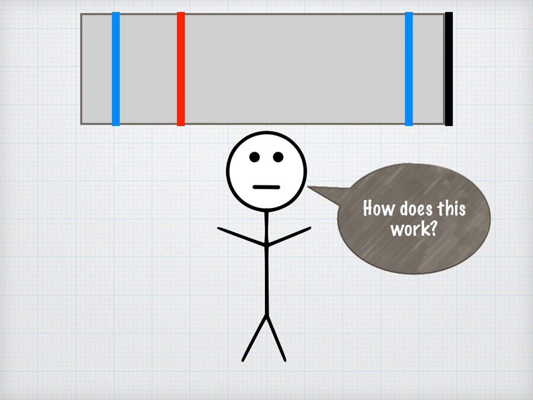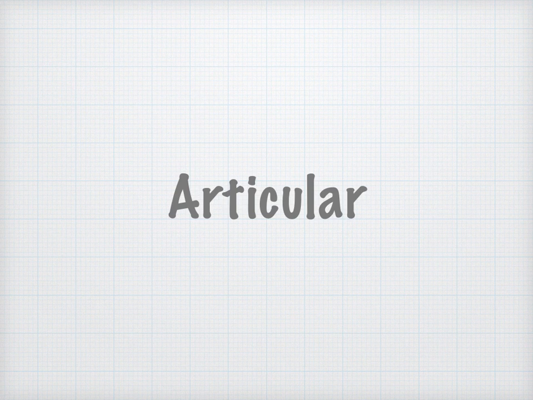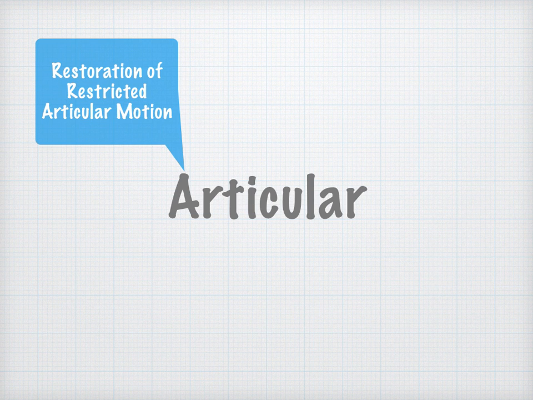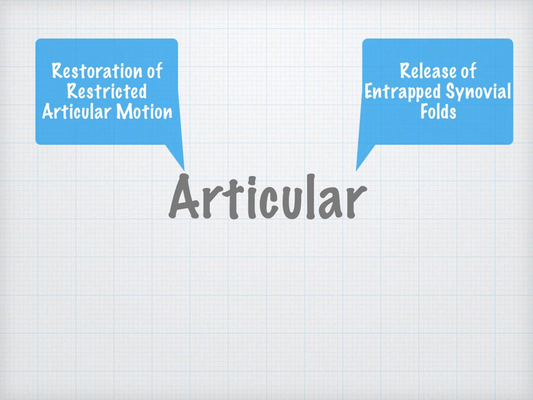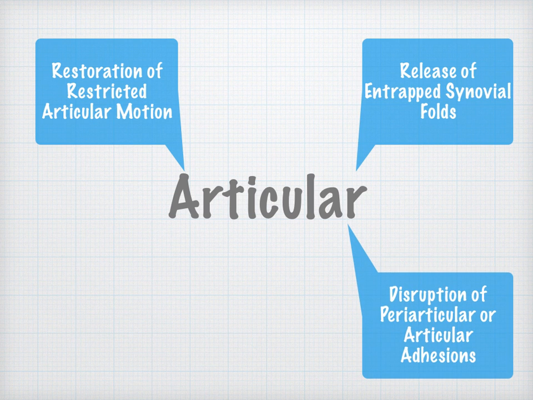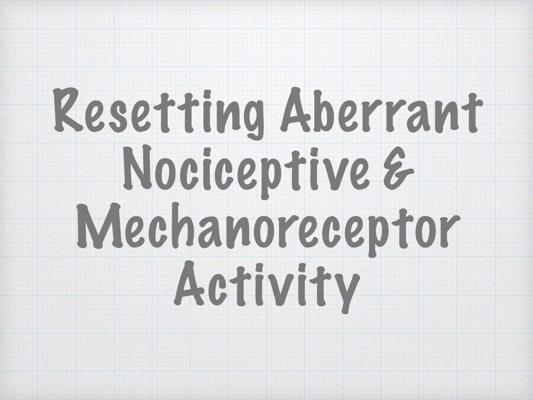So, how does it work? There are several proposed mechanisms. However, they can be grouped into one of two categories. The first is articular and includes restoration of restricted articular motion, release of entrapped synovial folds, disruption of periarticular or articular adhesions, and vacuum theory or cavitation. The second is resetting aberrant nociceptive and mechanoreceptor activity.